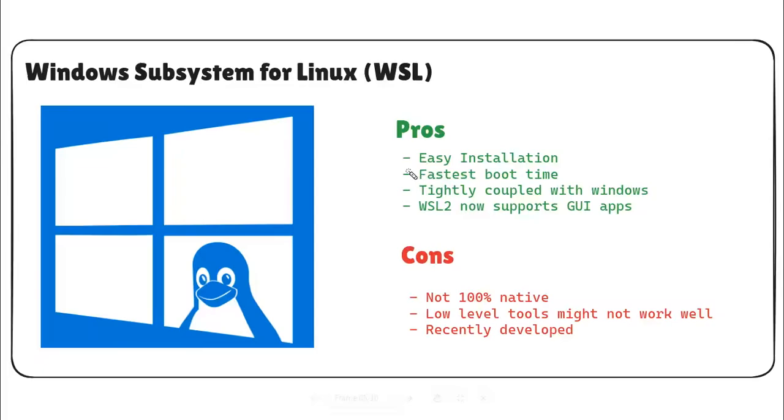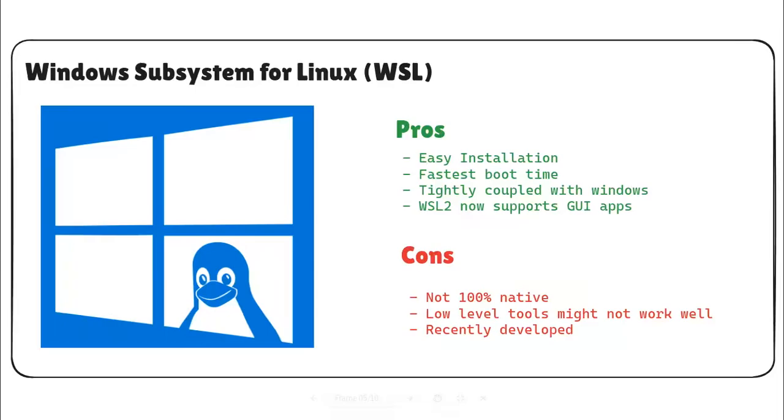The first one being easy installation. You'll just need one or two commands to install an entire Linux system on your Windows. That's how easy it is. Just one or two commands. And the second being fastest boot time. You literally go to PowerShell, and if you type the WSL command, it will take maybe 1 or 2 seconds to give you the Linux prompt. So it is very fast.